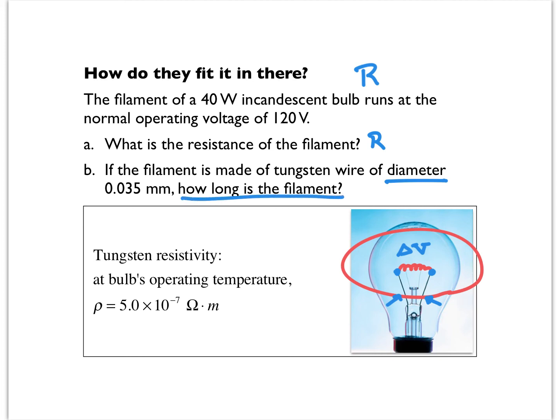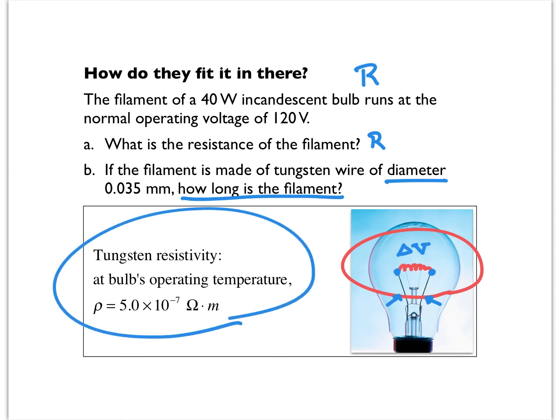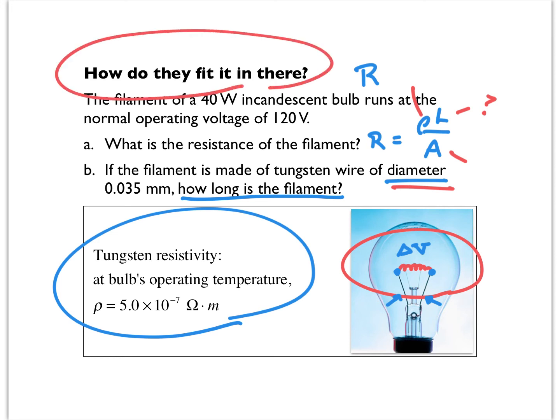And all incandescent bulbs these days have tungsten filaments at the operating temperature of the bulb. This is the resistivity of the tungsten, and the resistance is given in terms of the resistivity and the length and the area, as we know. So if we know the resistivity and we know the area, which we can calculate from the diameter, we can work out what the length has to be. And we'll do that in class, and I'll give you a preview. It's longer than you think. It's very, very long. And so the question is titled, how do they fit it in there? And that is actually a good question, and we will talk about that.